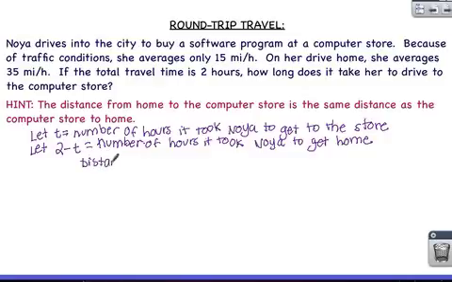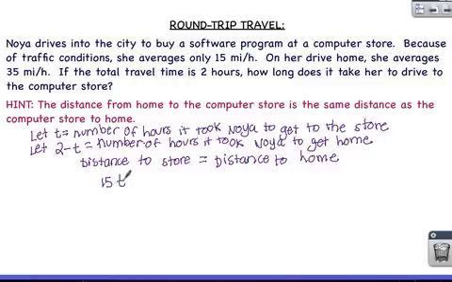Distance to the store equals the same distance to her home, since it's a round trip travel. On the way there, her rate was 15 miles per hour for T hours, so rate times time gives us our distance to the store. Distance to home, her rate is 35 miles per hour for 2 minus T hours.